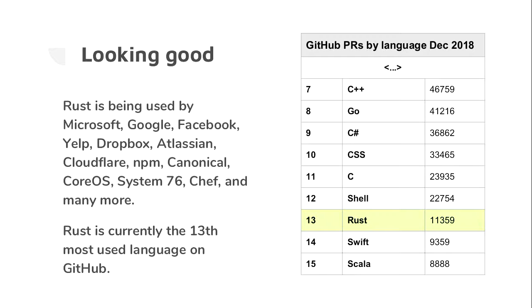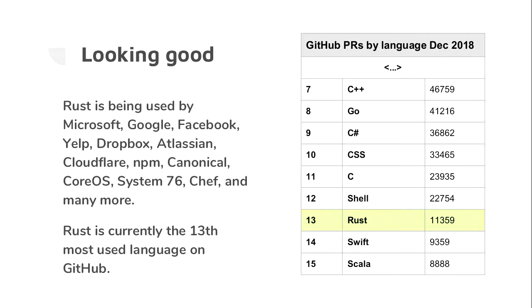I put Canonical, CoreOS, System76. If you use System76, I think as you boot, you're already using Rust. So it's a cool project, but it also is finding that the set of users, commercial users that are using it for real in real projects.